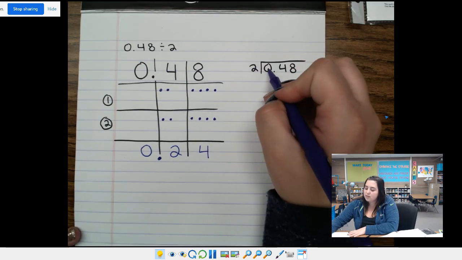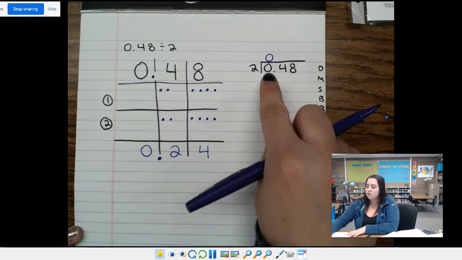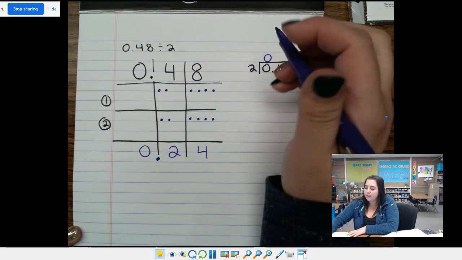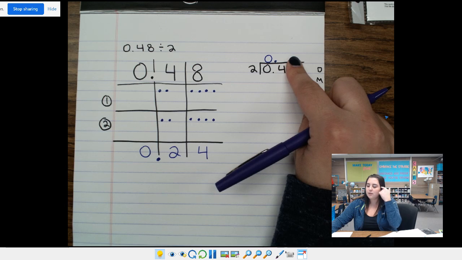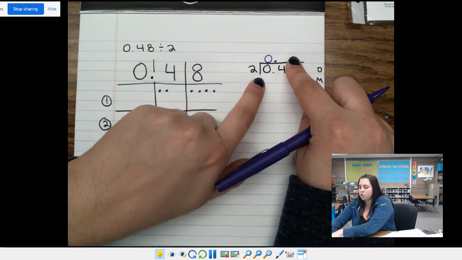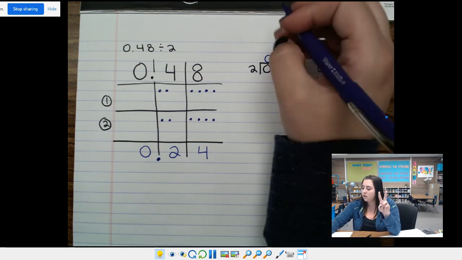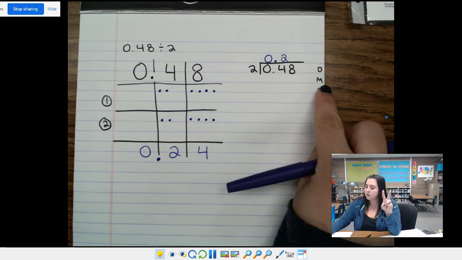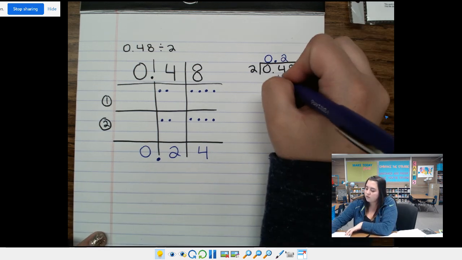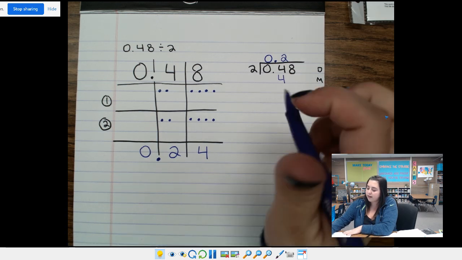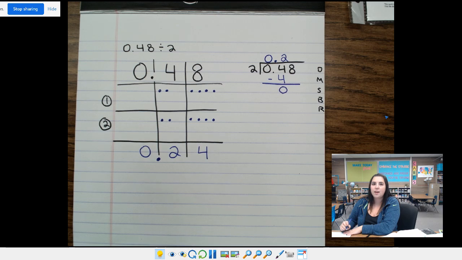So 2 goes into 0 times. So I'm going to look one more digit to the right, and I just saw the decimal, so I'm going to write it up here. Now I'm thinking, because it didn't go into 0, how many times does 2 go into 4? 4 goes in 2 times. If I multiply 2 times 2 is 4. Let's subtract. And bring down.